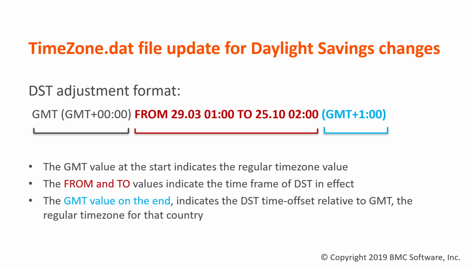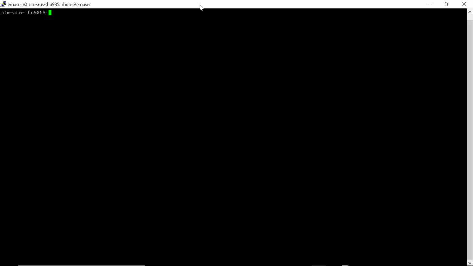The syntax of the daylight savings adjustments is as indicated on the slide, where the from and to values indicate the time frame of the daylight savings in effect. The GMT value on the end indicates the daylight savings time offset relative to the regular GMT time zone for that country. Let's proceed to update the timezone.dat files from the location specified and add the DST adjustments accordingly.